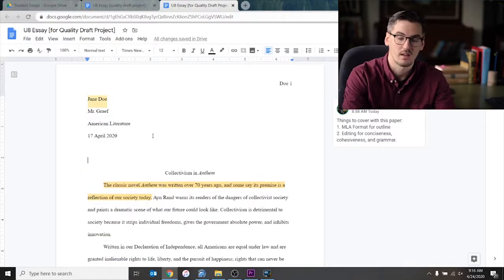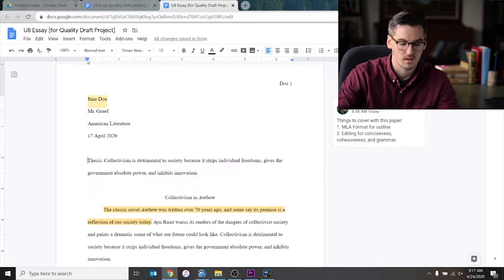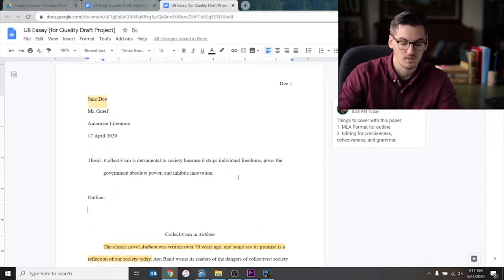First of all, let's get this outline and thesis ready to go. Thesis should go here and make it nice hanging indentation, and then the outline. In this thesis, there are 3 points: individual freedoms, gives the government absolute power, and inhibits innovation. So let's put those down below.